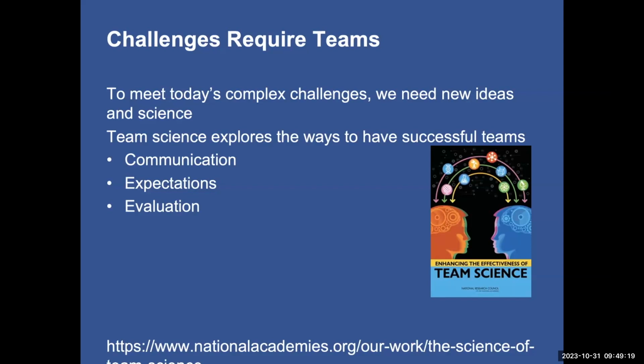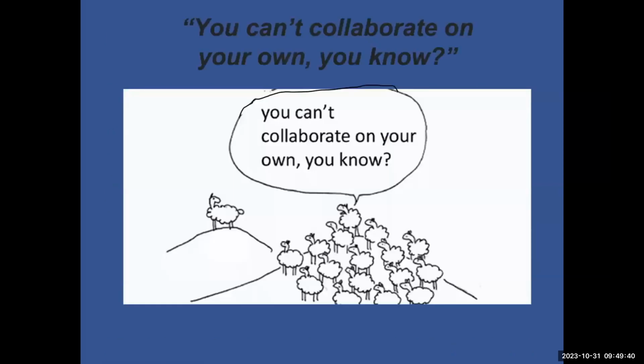If you're interested, this is a National Academies report. Oops, it's in my slides. I'll leave my slides if you want them. The National Academies work, the science of team science, has a lot of really interesting information on teaming and on team science, which is really the science of collaboration. You can't collaborate on your own. So that's what it comes down to.